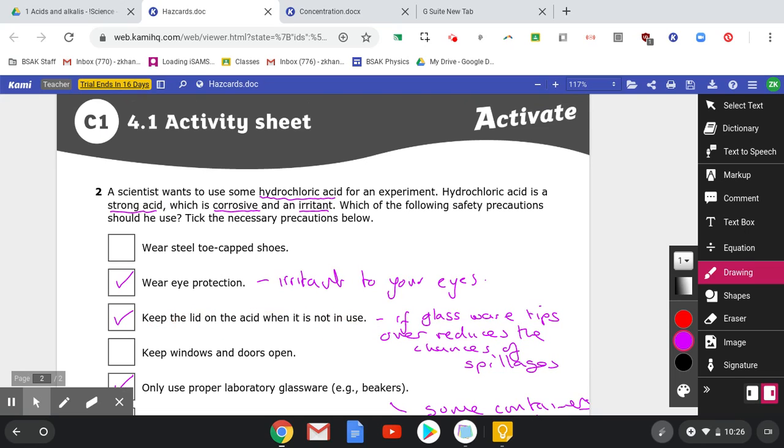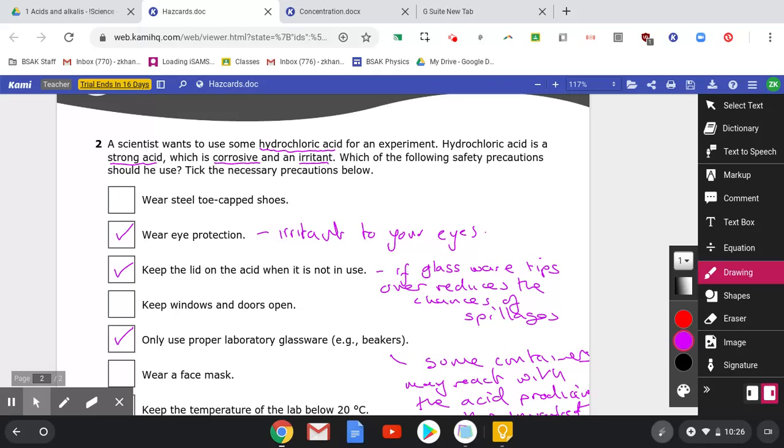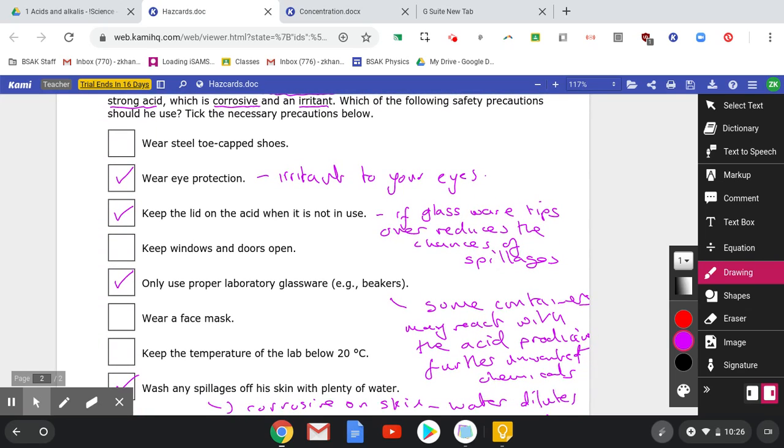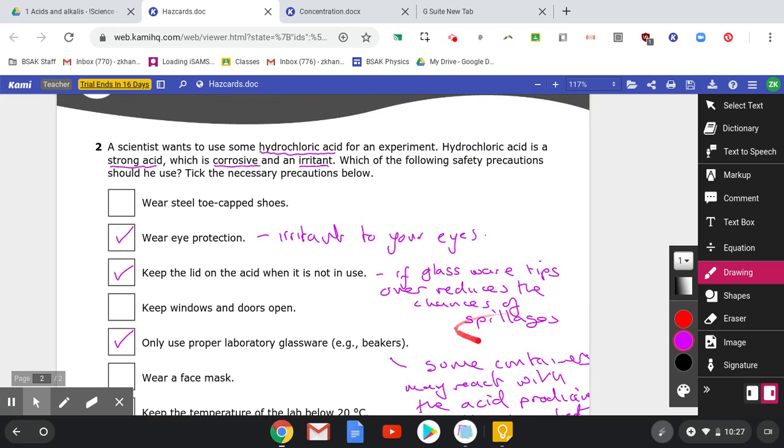Keeping the lid on, why is that essential? Now, if the bottle tips over, you will reduce the chance of spillages. So what we'll get is less chance of the acid going everywhere. And if you were hovering over the bottle, you would not be inhaling the acid that may have got into the atmosphere.